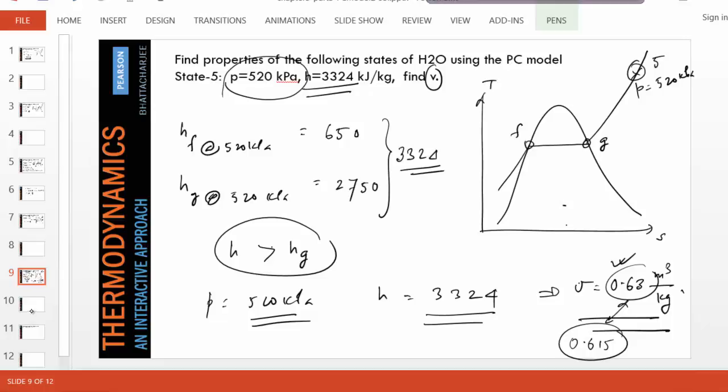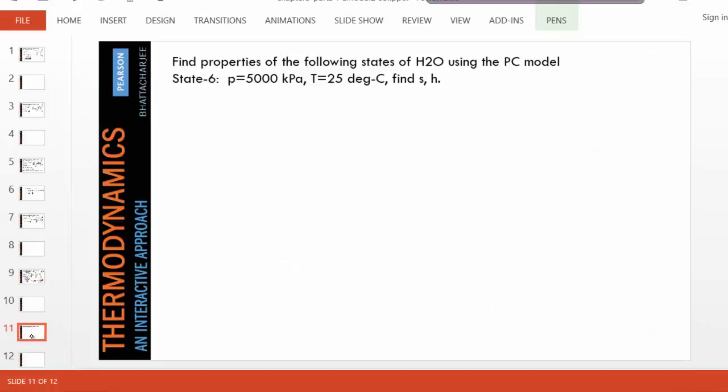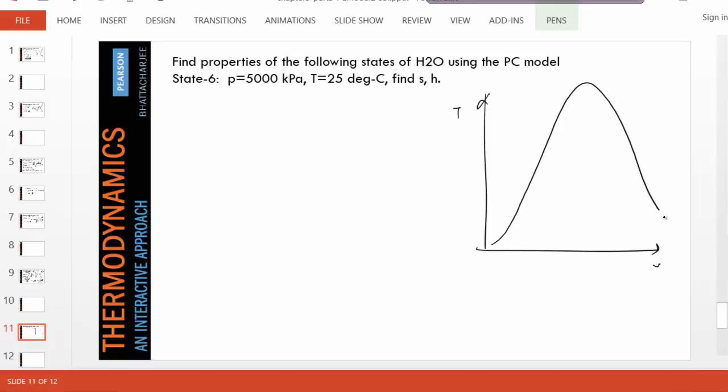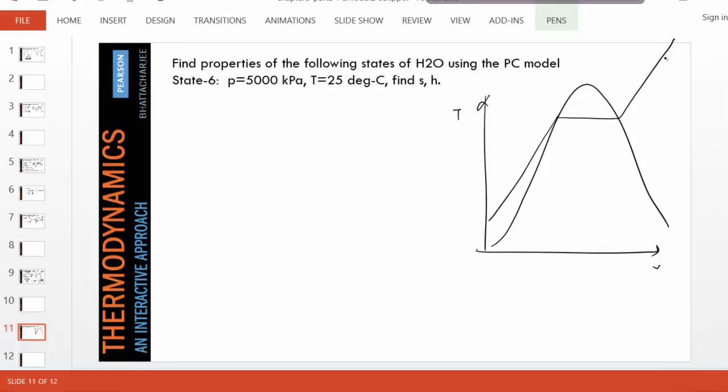Okay, just one more problem. I know it's getting too long, but this is the last problem, I promise. And then we will have covered different zones, different areas in the TS diagram. So in this case, what is given? As you read, to save time, let me draw the TS diagram. And it's higher pressure, 5000 kPa, and temperature is 25 degrees Celsius.